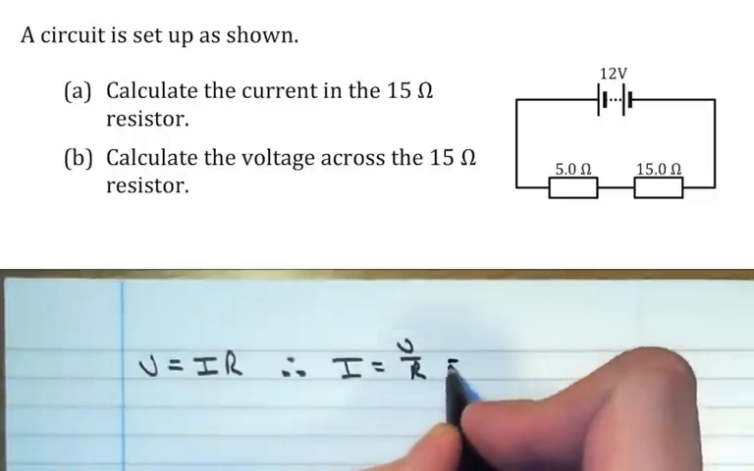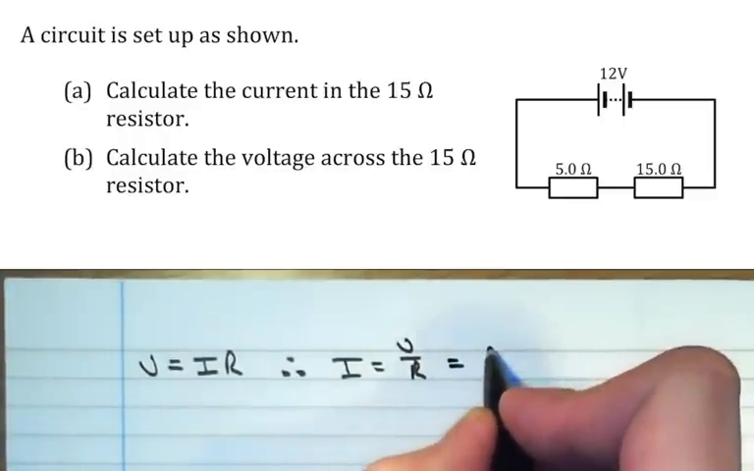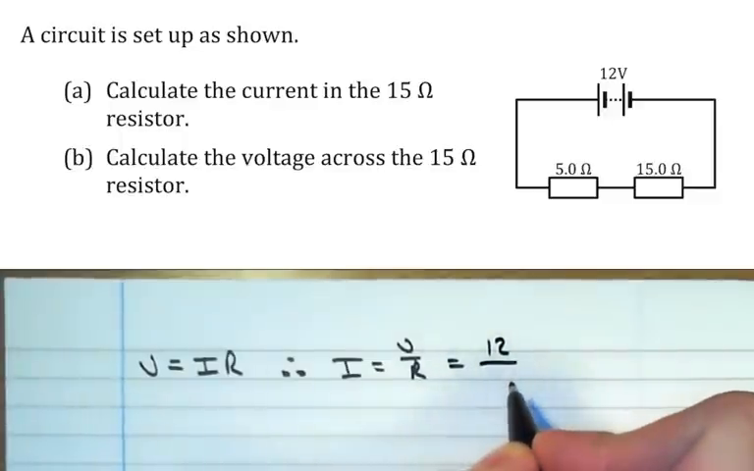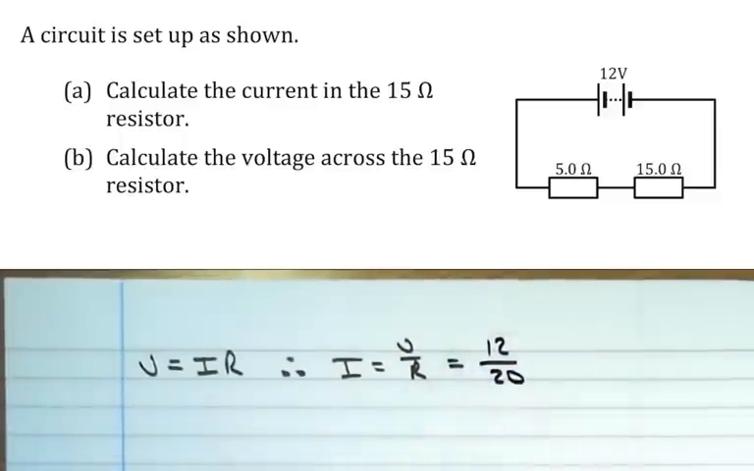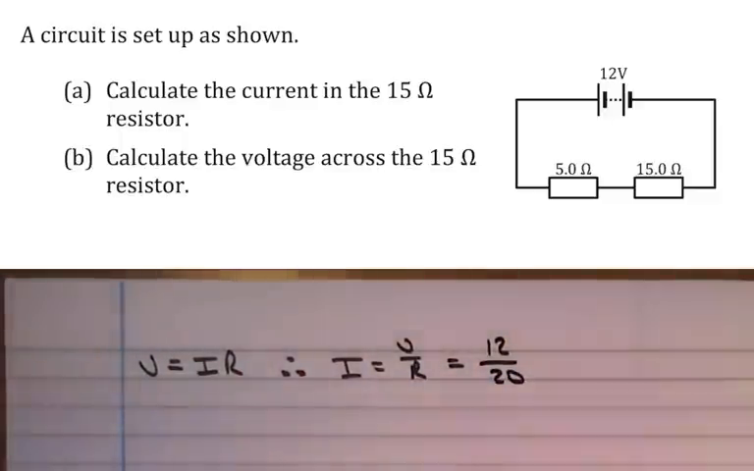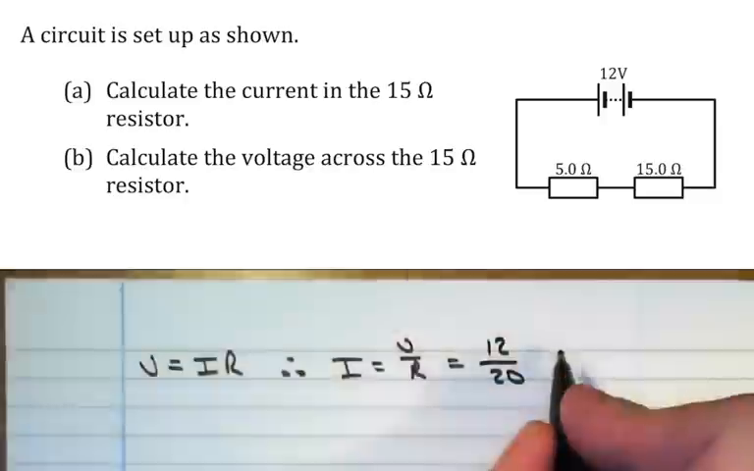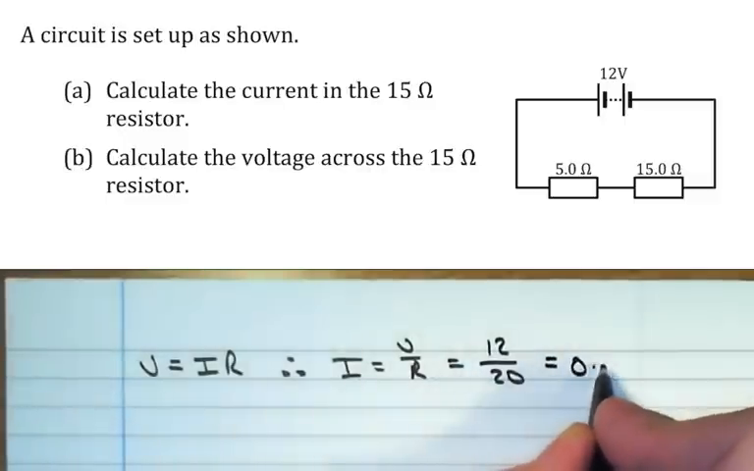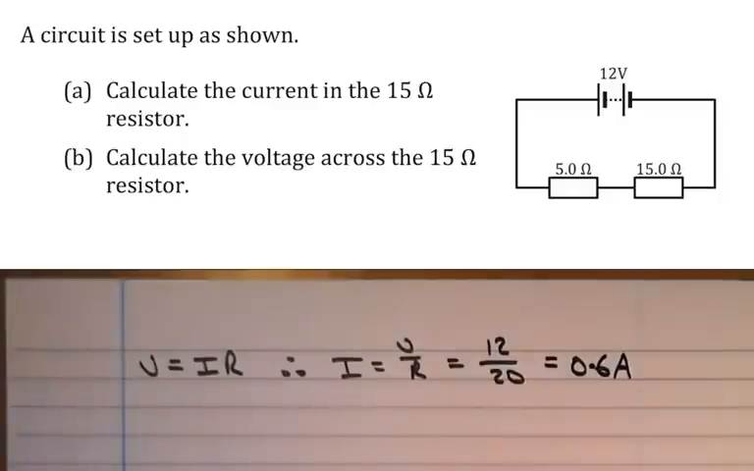So I is equal to V over R, which is the supply voltage, 12, over the total resistance, 20. Dividing 12 by 20, again, I'm not going to go to calculator view or do anything fancy in the calculator, gives 0.6 amps.